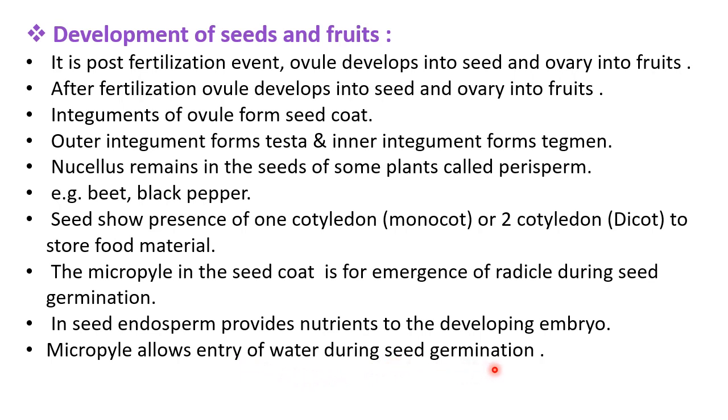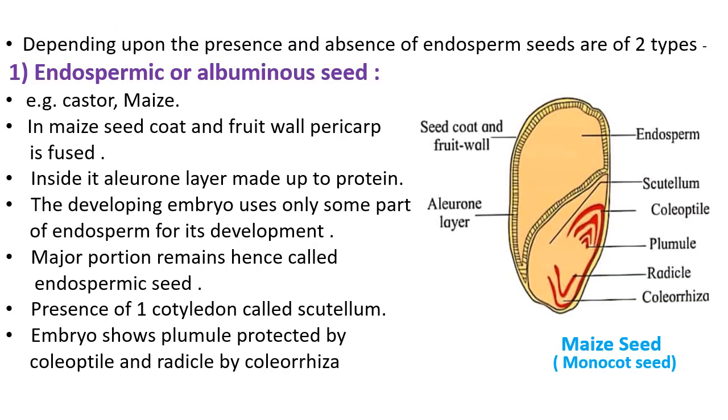Now we will study the use of endosperm. You know that endosperm is used for the developing embryo after the process of fertilization. Depending upon the presence and absence of endosperm, seeds are of two types. The first is endospermic, also called albuminous seed, and the second one is non-endospermic seed, also called ex-albuminous seed.